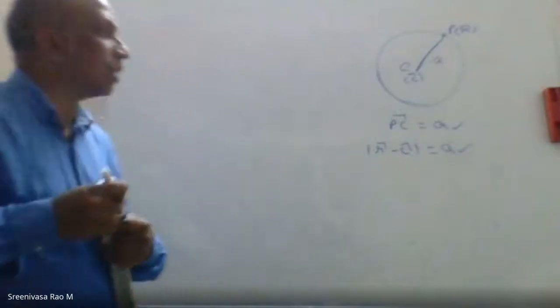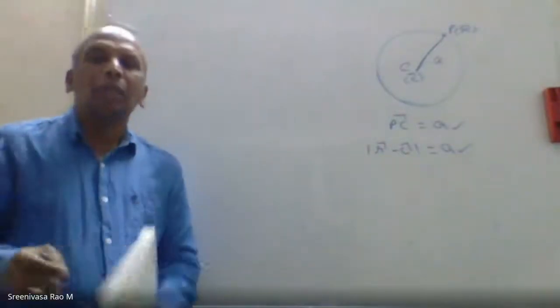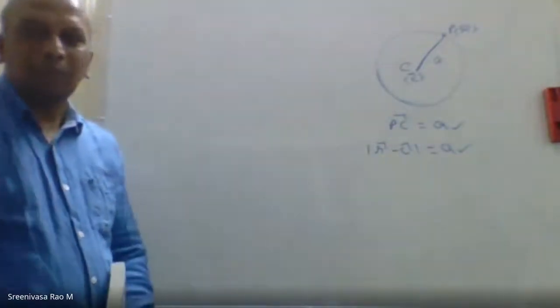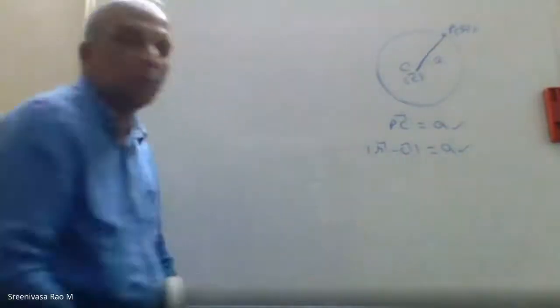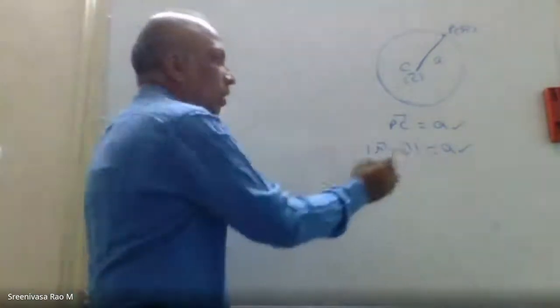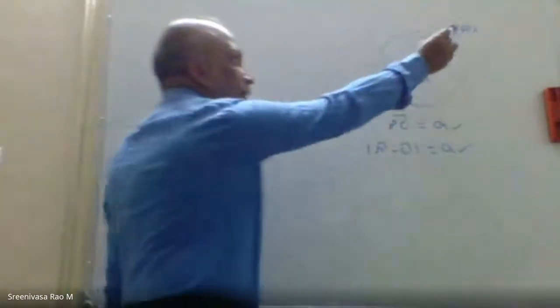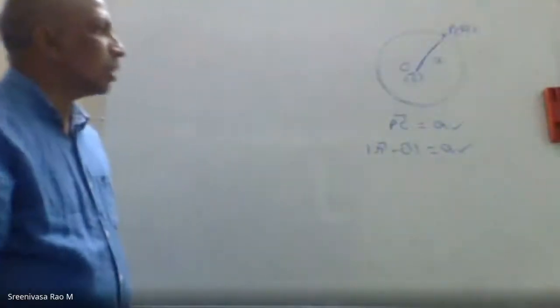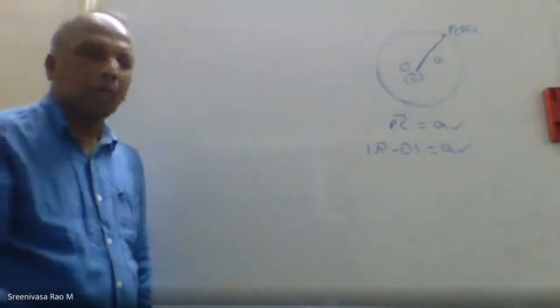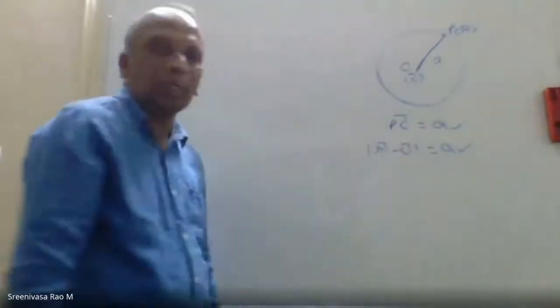Mod R bar minus C bar is equal to A gives the equation of the sphere. Where A is the radius and C bar is the center. The position vector of C is C bar. For a general point on the sphere, you will get CP bar or PC bar equal to A. Then it gives mod R bar minus C bar is equal to A.